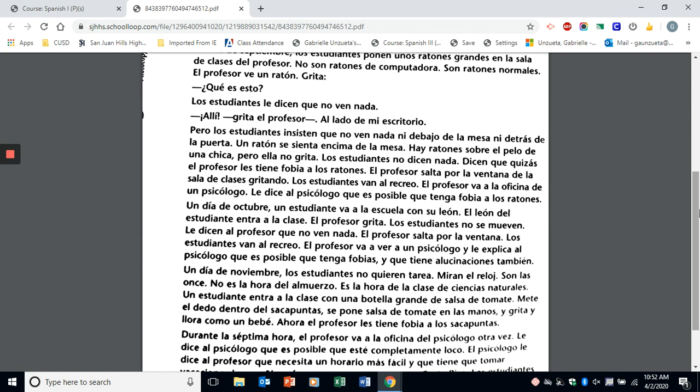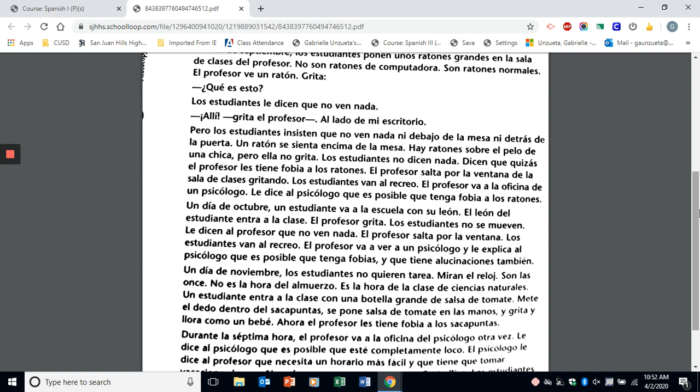But the students insist that they don't see anything, neither under the desk nor behind the door. A mouse sits on top of the desk, or on top of a table, I should say. There are mice on top of a girl's hair, but she doesn't scream.